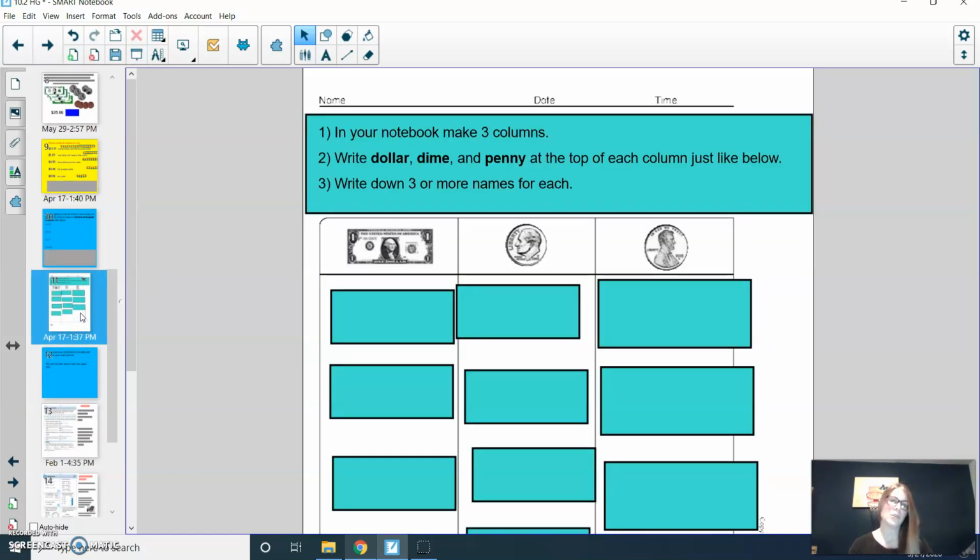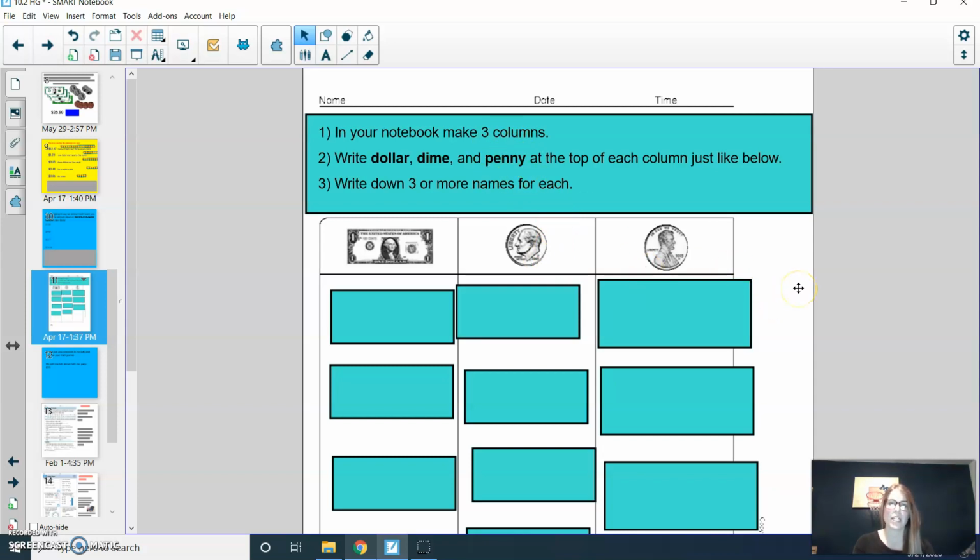If you can open to a new page or where you have some extra space in your notebook and make 3 columns, similar to how I have. At the top of the first column, write the word dollar. At the top of the second column, write the word dime. At the top of the third column, write the word penny.